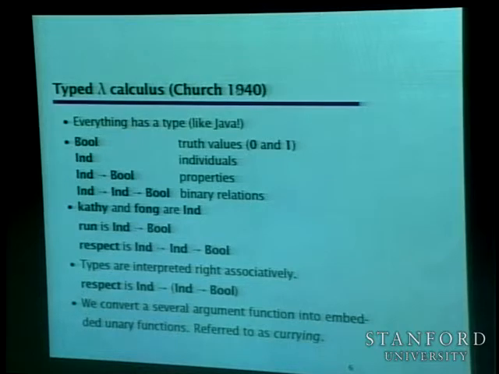Okay, so let me go through a little bit more formally the kind of representational base that we're going to use for this inference. The model I'm going to use here is a higher order lambda calculus. The higher order means that you can have variables that aren't only individuals, but the variables themselves can be functions like last time.